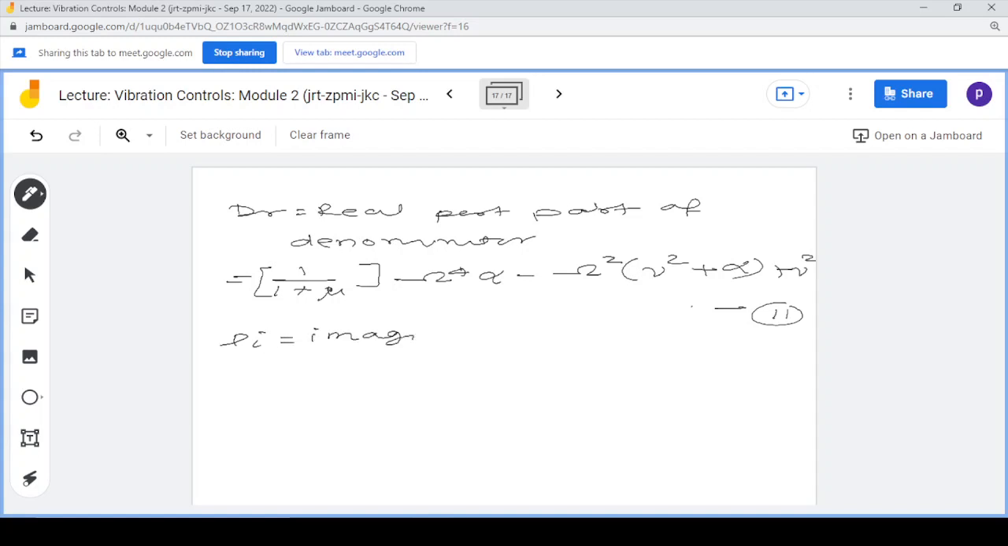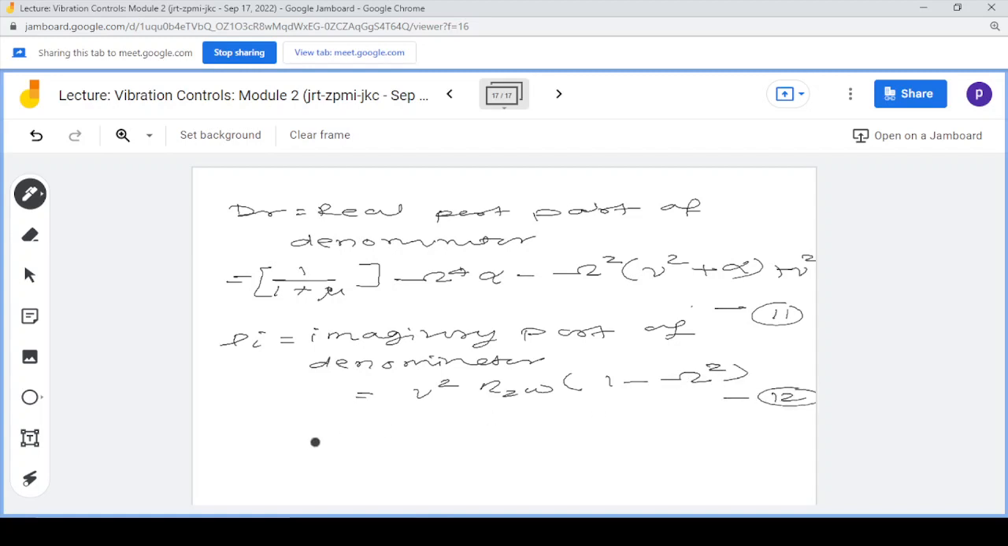And Di is the imaginary part of the denominator. So that is equals to nu square eta 2 omega into 1 minus omega square. Let us call this expression as 12. What is this alpha in this case? Alpha is equals to k2 omega divided by k1.